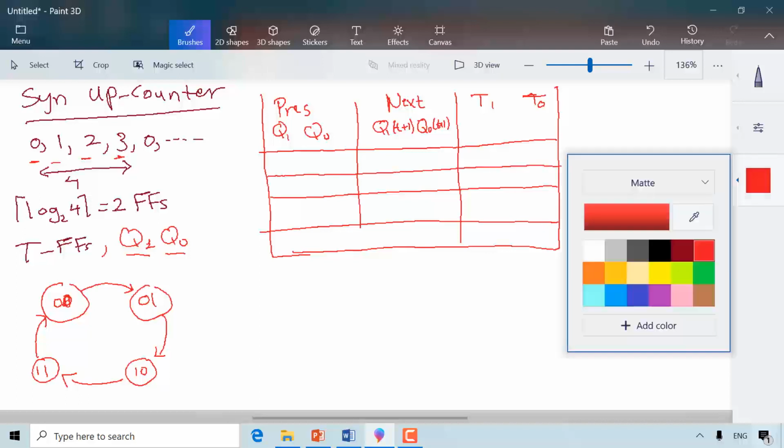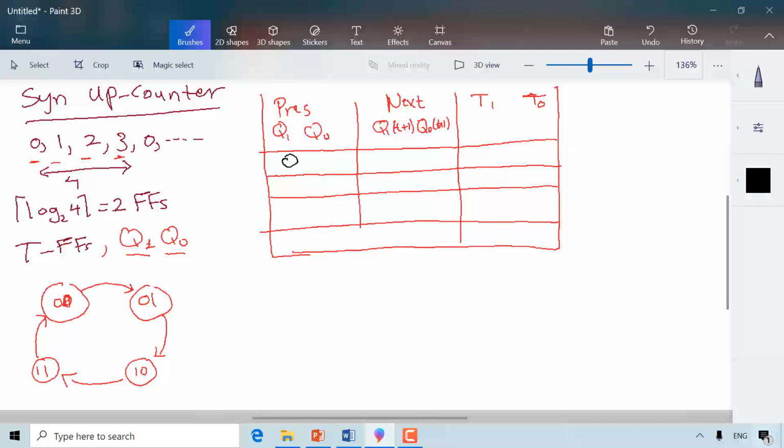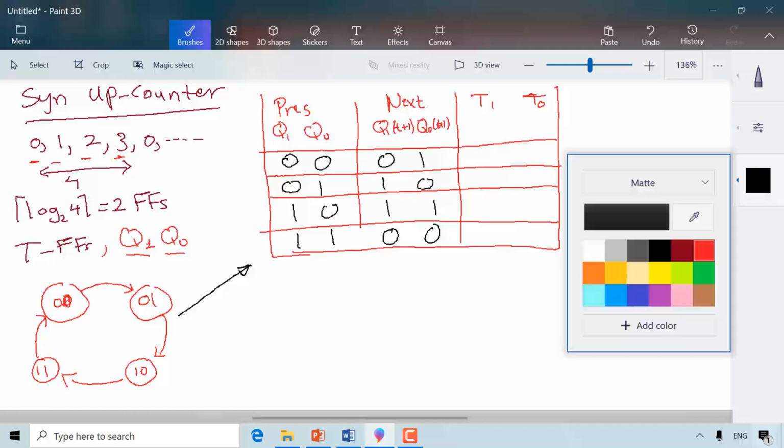If I am in state 0 0, the next state will be 0 1. If I'm in state 0 1, the next state will be 1 0. If I'm in state 1 0, the next state will be 1 1. If I'm in state 1 1, the next state will be 0 0. I am just plugging the state diagram into my state table. Now we learned that we do this.